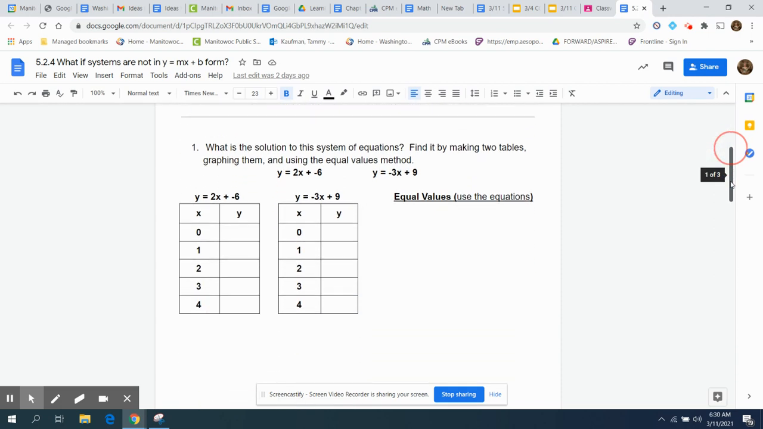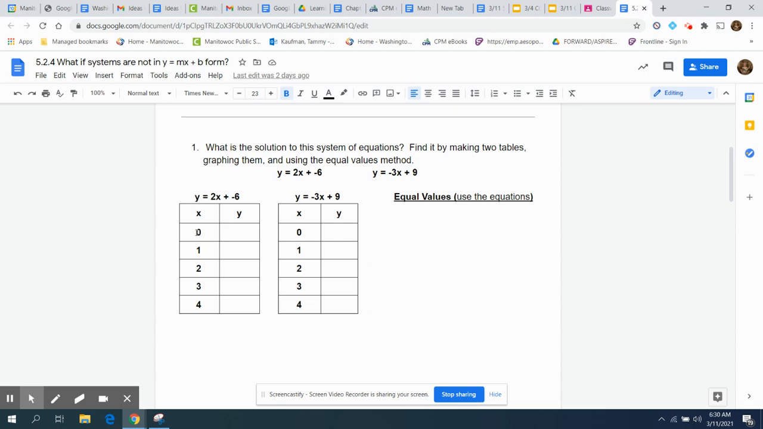So in the first one, I just give you two equations and I want you to make the tables. For the y equals 2x plus negative 6, you can do this in a couple ways. You can substitute 0 in for x and find your y. You can do that for all of those. Or you can use the idea about y equals mx plus b, where the m, which is the number in front of our x, that's our growth. And the negative 6, that's our y-intercept or our starting value.